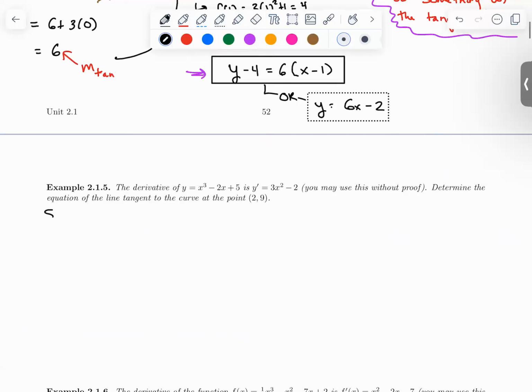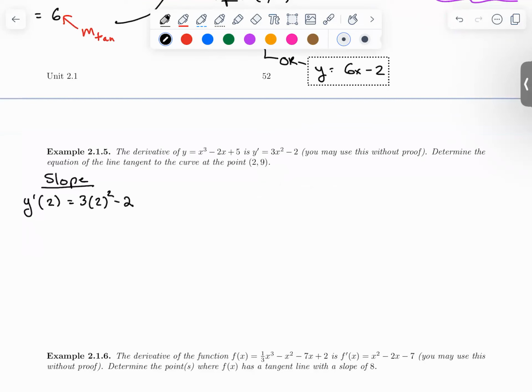So slope over here, y prime is 3x squared minus 2. We're going to find the tangent line at (2, 9), so we're going to use the x value 2. So y prime of 2 is equal to 3 times 2 squared minus 2, which equals 3 times 4, 12 minus 2, 10. That is our m-tan. And the point was already given. Smiley face, so we don't have to do any work, it's (2, 9).